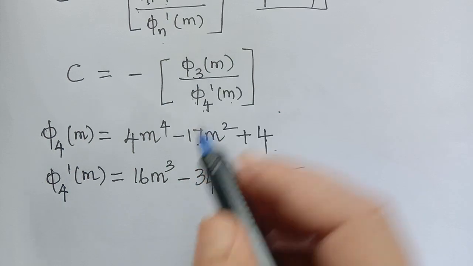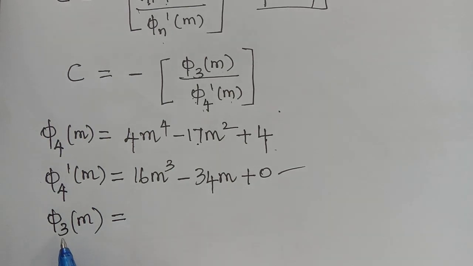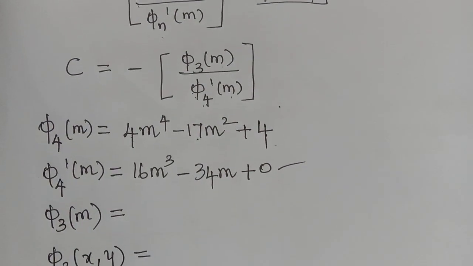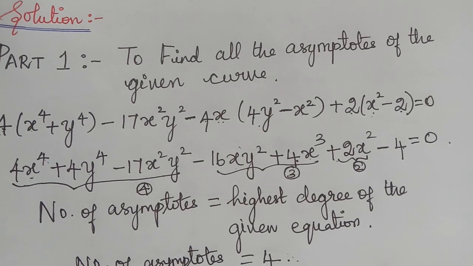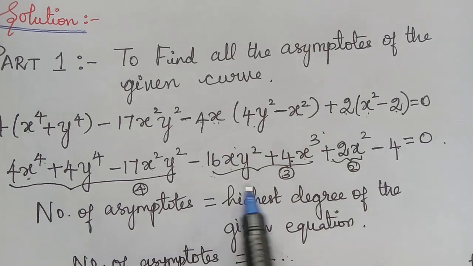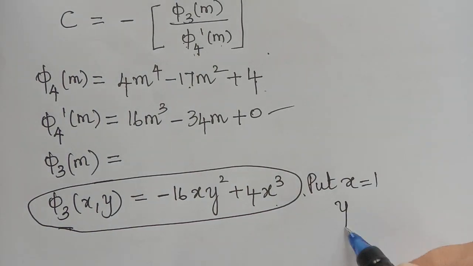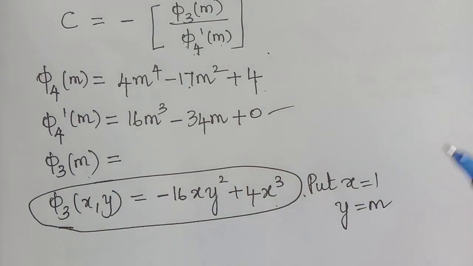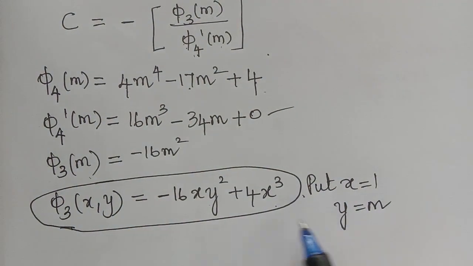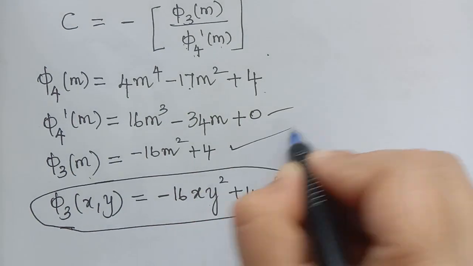Now we have to take and write phi 3 of m. So what is phi 3 of m? It is all those terms with degree 3. First, to write this, we have to write phi 3 of x comma y, that is all those terms with degree 3. So all those terms with degree 3 are minus 16xy square plus 4x cube. I have taken and written that here. Now in this we have to put x is equal to 1 and y is equal to m in order to find phi 3 of m. So if you put x as 1, minus 16m square and then 4x cube. So x is 1, and 1 cube is 1 only, so plus 4. So this will be phi 3 of m.